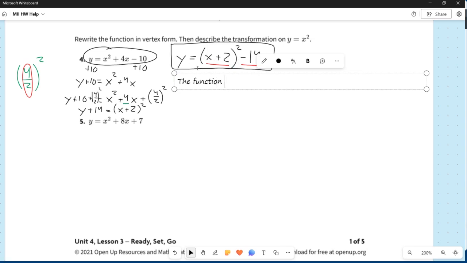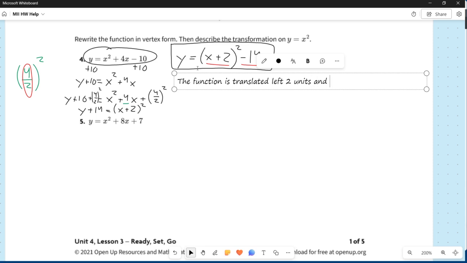So the first thing that's happened here is that the function has been translated left 2 units. Again, when you see plus 2 on your x, that means the whole thing has been shifted to the left some amount, and in this case it's 2. So it's been translated left 2 units.